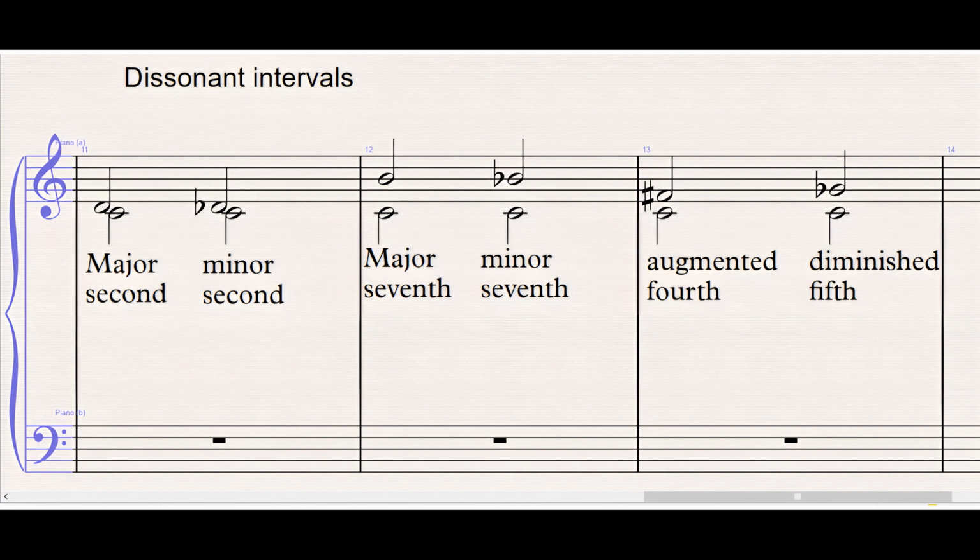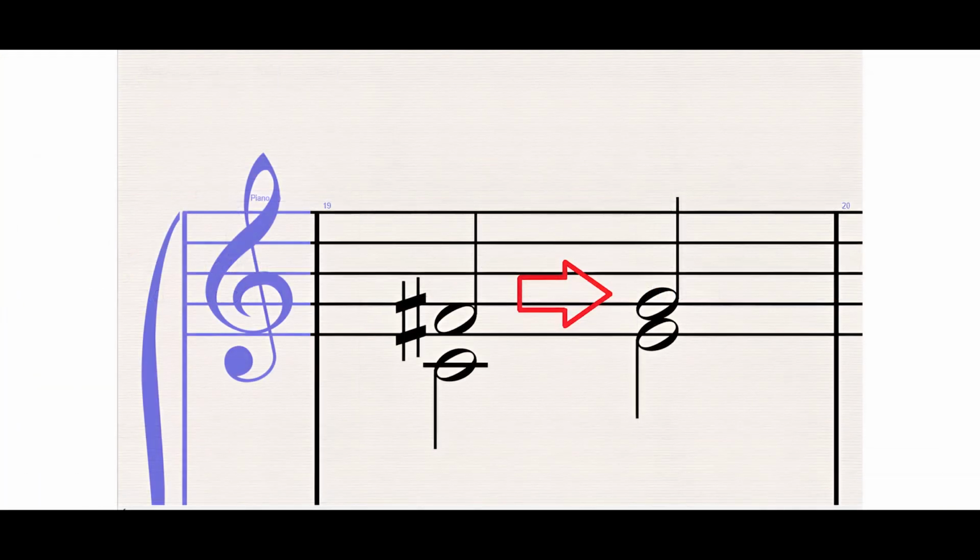Now let's look at dissonant intervals: the major and minor second, the major and minor seventh, and the tritone, which includes the augmented fourth and diminished fifth. Remember not to repeat dissonant intervals in another voice and ensure they are resolved quickly. Observe the example of the augmented fourth and its resolution in G.